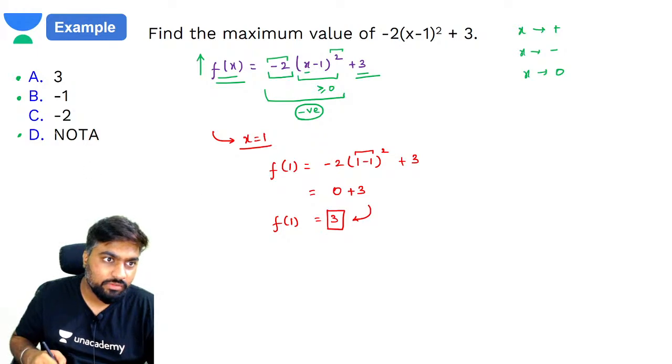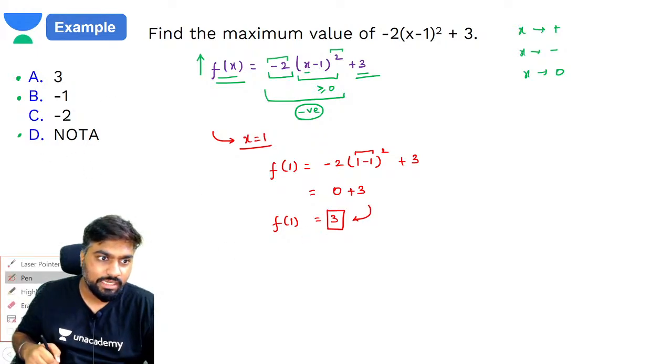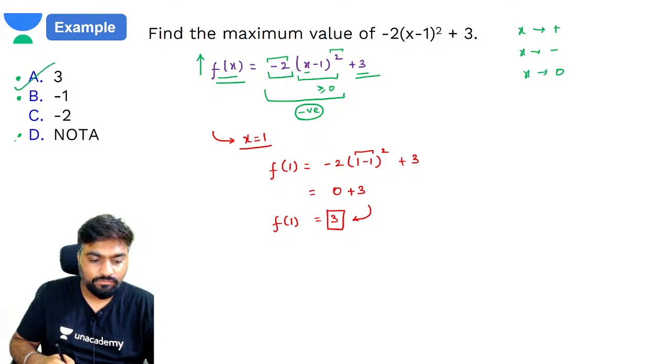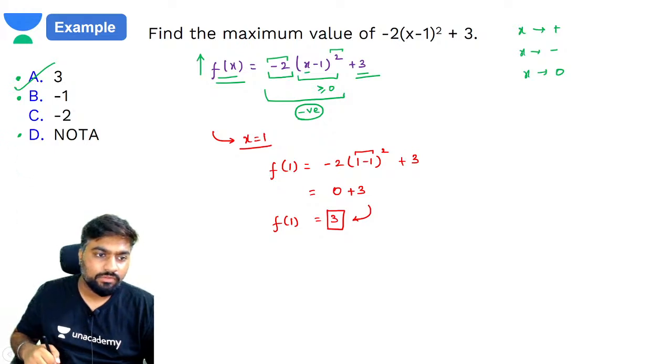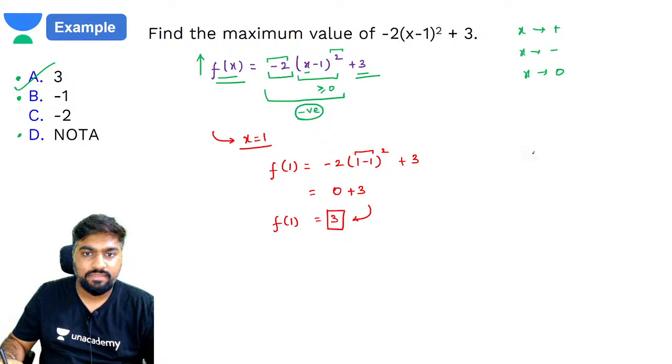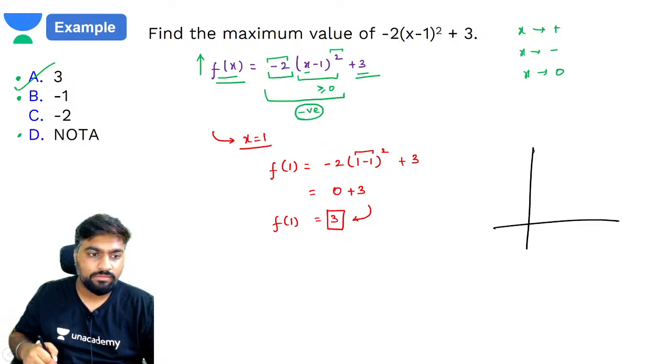So everybody who said B or D, I hope you understand this. What is our answer? Option A, 3. Understood? So this is one of those graphs that will open up on the downside. It will open up like this. Yes, it will open up like this.